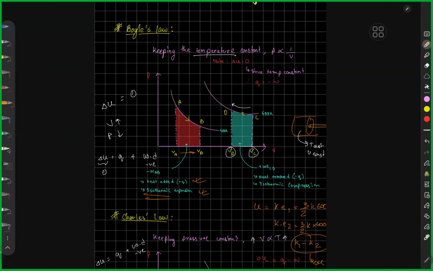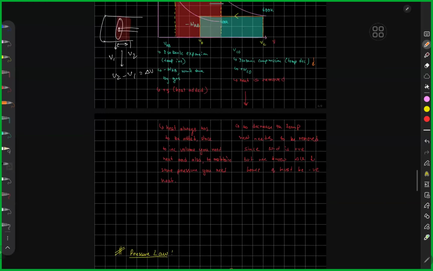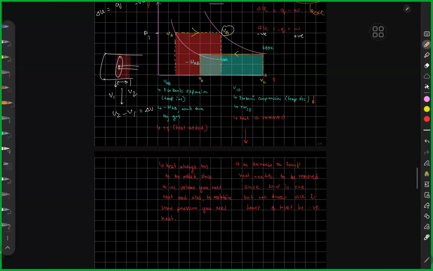Okay. So the other one was isobaric, where constant pressure was there. So in isobaric expansion, when I'm adding the heat, that means volume is expanding. In isobaric compression, what happens? I remove the heat. So the system compresses. Okay, isobaric compression, heat is removed. Isobaric expansion, heat is added. Got it? So these are the small notes you can take to keep it in mind later on.